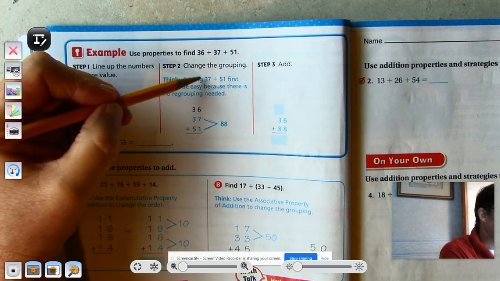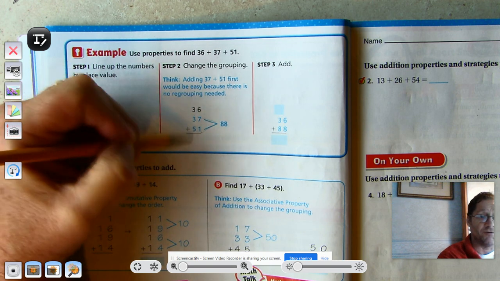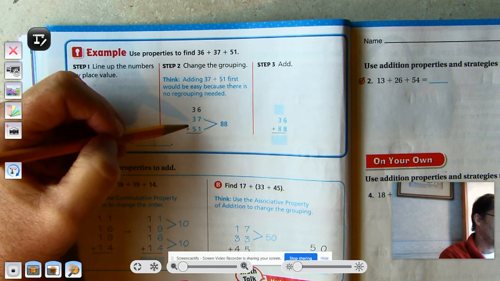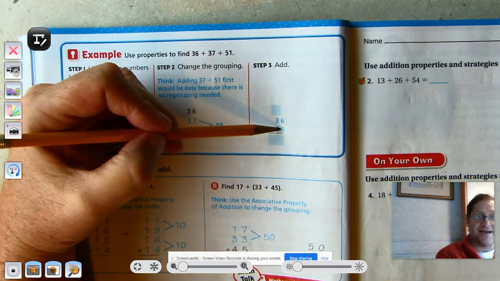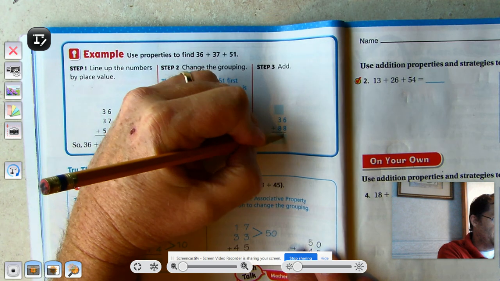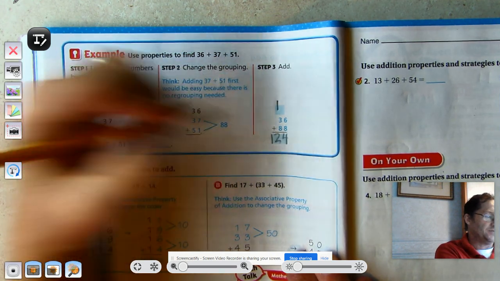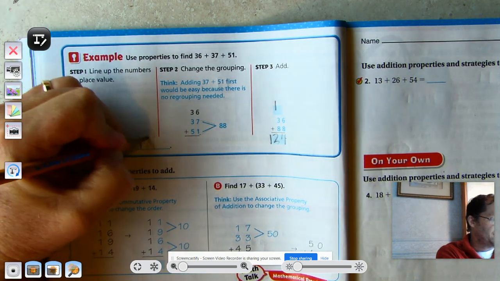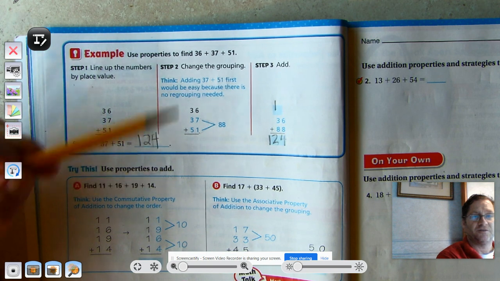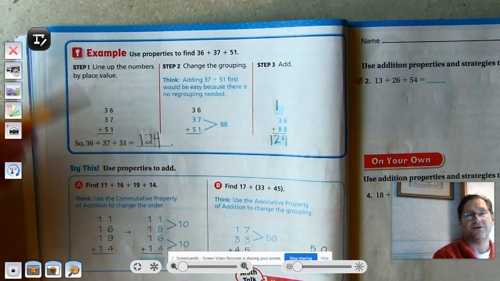So 37 plus 51, we can do in our head. That's 88 because there's no regrouping. So 88, so we're going to add both of those together. And now we're left with 88 and 36. All right, well, we know that 8 plus 6 is 14. Regroup, and we get 12. So 124. So the whole idea of associative property is finding two of the three numbers that are easier to add.